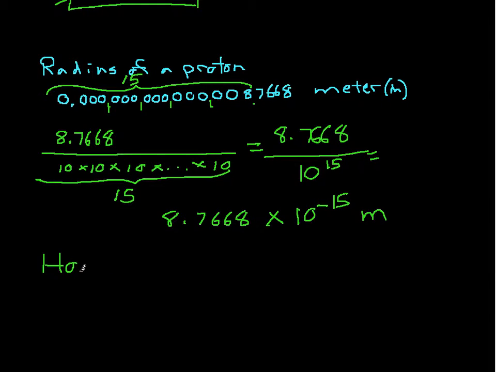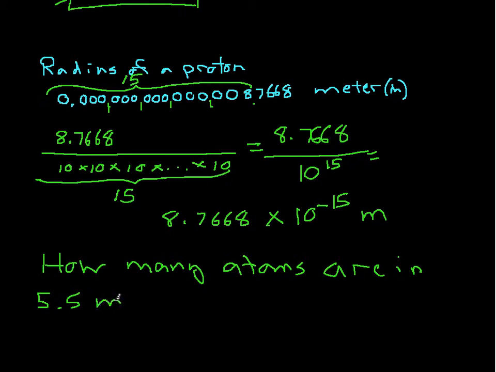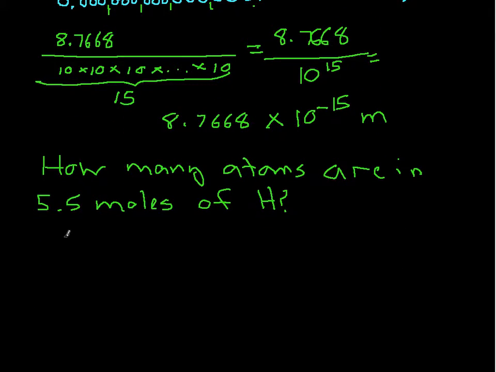How many atoms, and it wouldn't have to be atoms, you could substitute in there molecules, ions, are in 5.5 moles of hydrogen? Well, so we know that 1 mole of hydrogen is going to be 6.02 times 10 to the 23rd power. That's 1 mole. We have 5.5 moles of hydrogen. So we're going to have to multiply this times 5.5.